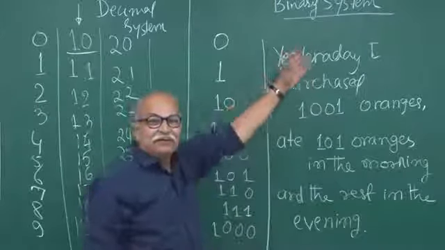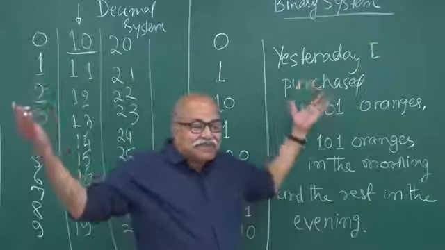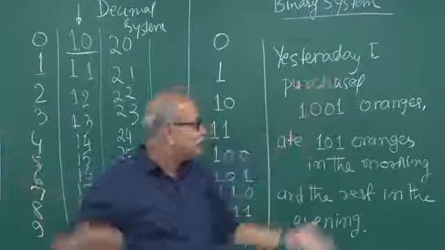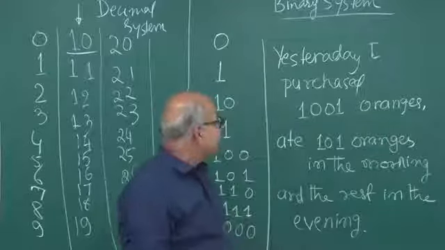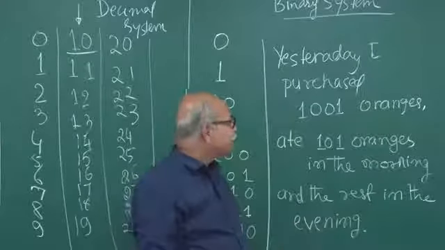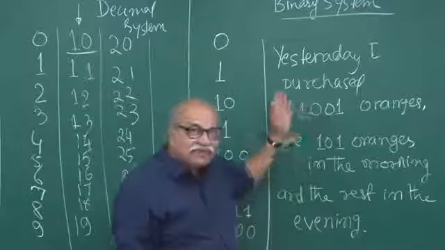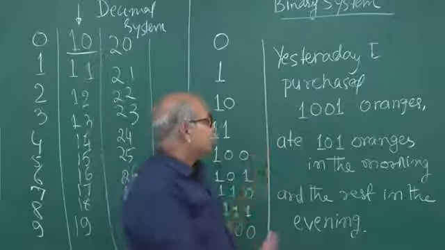Okay. So, if it is decimal system, I must be some kind of a superman or a divine person, like that. I can do whatever I like. But if it is binary system, it is very natural for us.